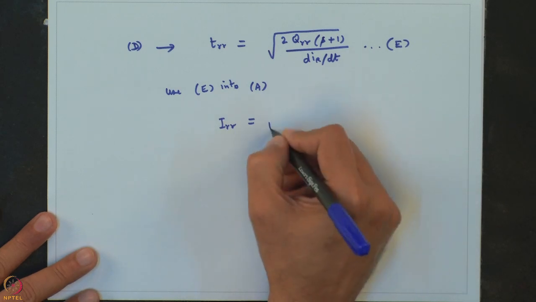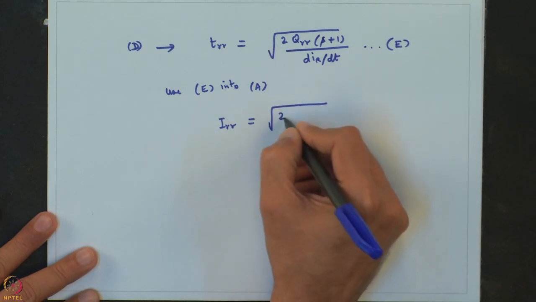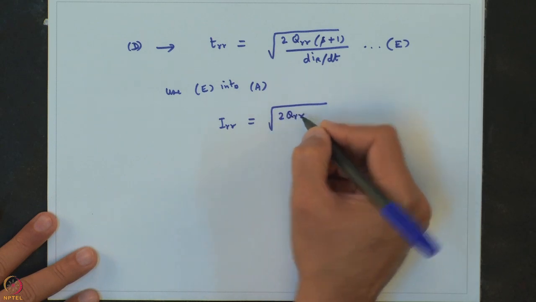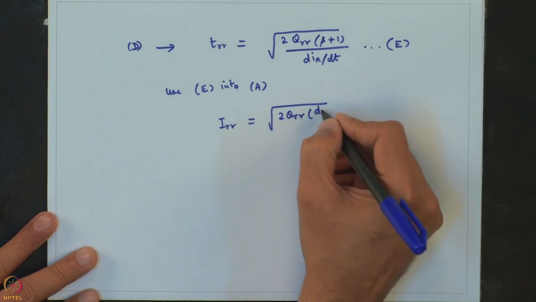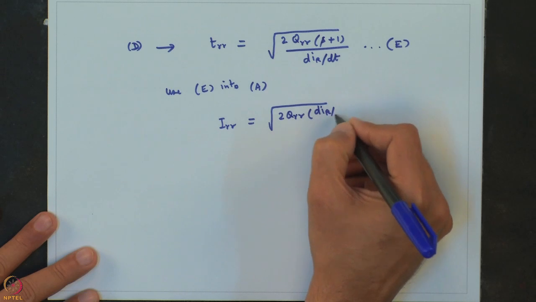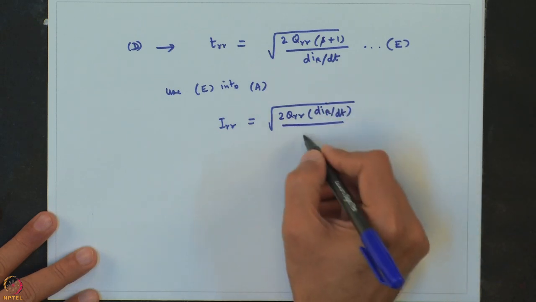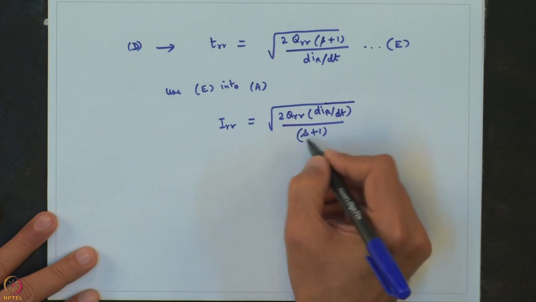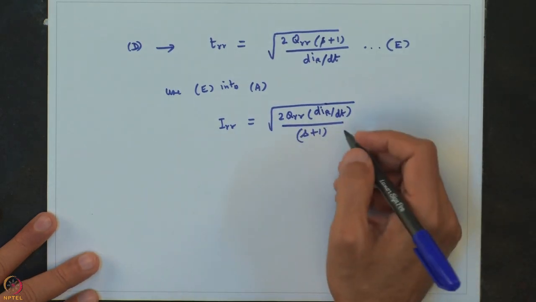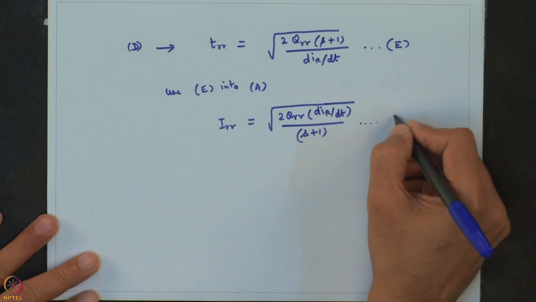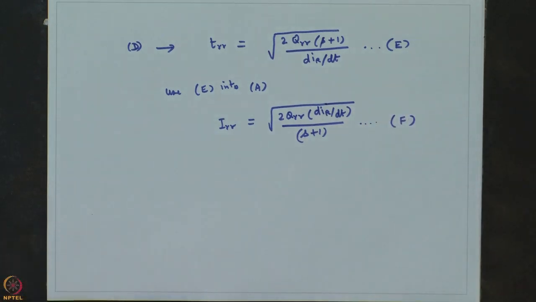We can get this equal to 2 times QRR into dIR by dt, whole divided by S plus 1. The entire thing is the square root, and let us call this equation F.